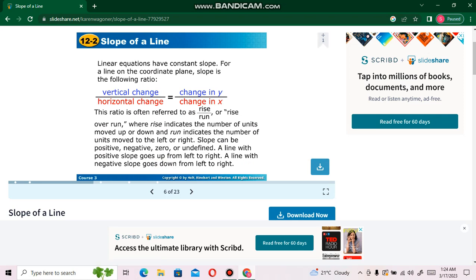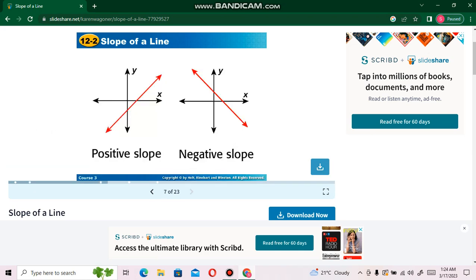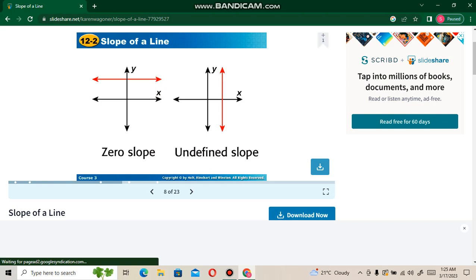A line with positive slope goes up from left to right. A line with negative slope goes down from left to right. Slope of a line: positive slope and negative slope. This slope is positive and this slope is negative. This is zero slope, and this is undefined slope.